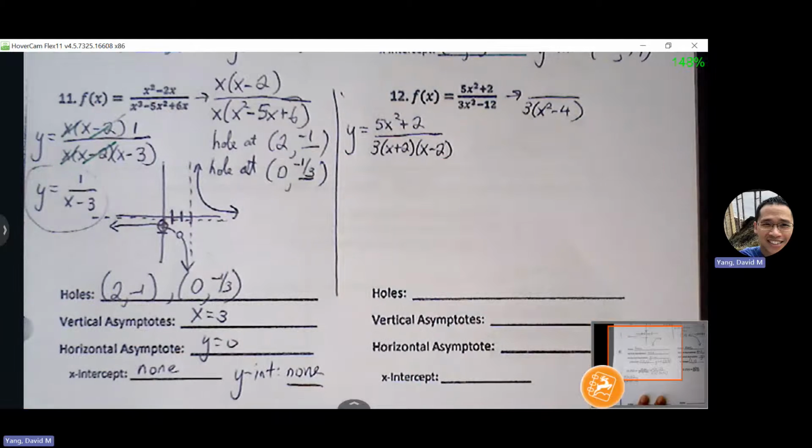And we really can't factor the numerator, 5x squared plus 2. I mean, we could factor using imaginary numbers, but in this course we're just going to be dealing with real number systems. So nothing we can do with the numerator, but the denominator, we can take out a GCF of 3 and then continue with difference of squares.